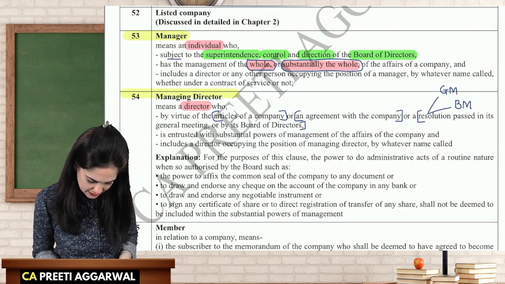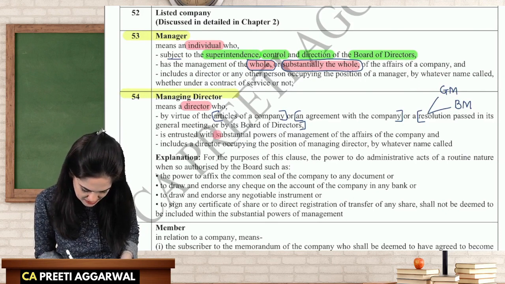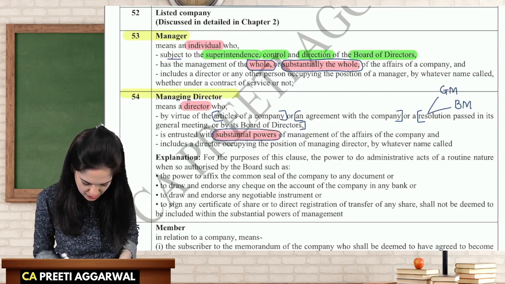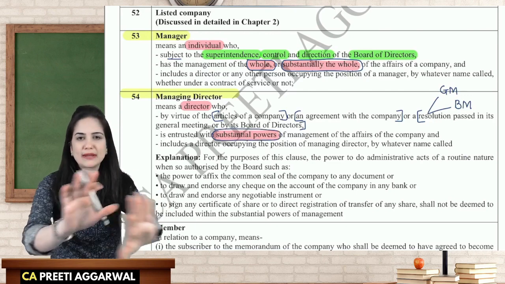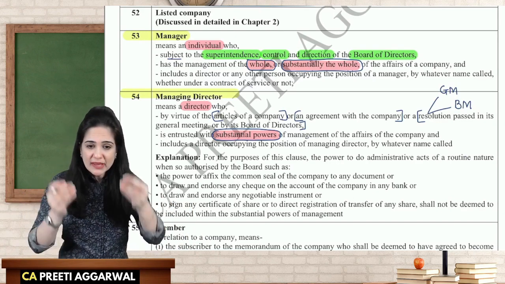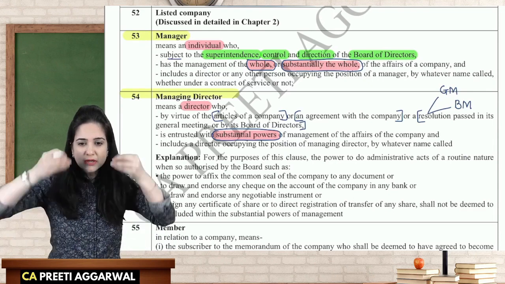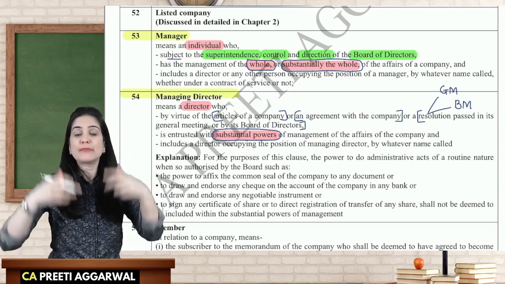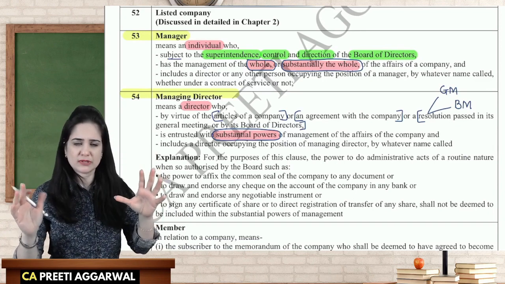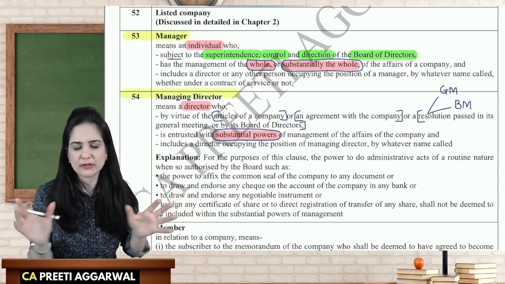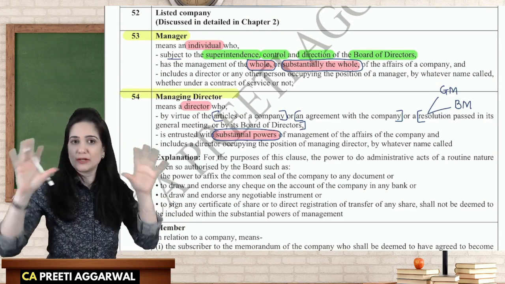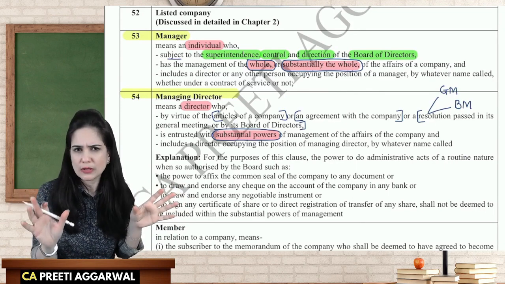Whereas a managing director has substantial powers, not whole powers, but substantial powers of managing. See, what does a manager do? He manages and ensures that everything is operating smoothly. We may give him the management of the whole of the affairs of the company. You manage the entire company. Or we may give him substantial power. Substantial means considerable power to manage. Whereas a managing director gets substantial powers, considerable but not whole.